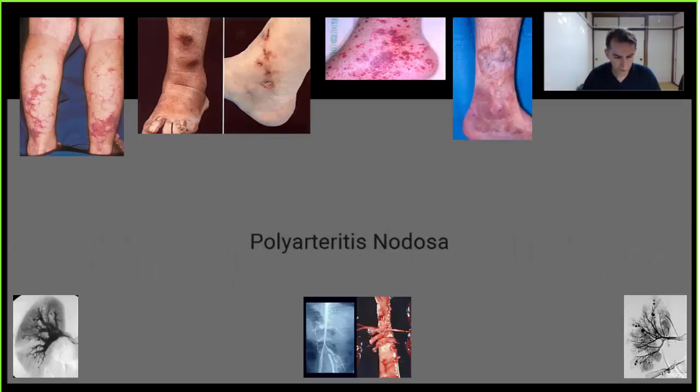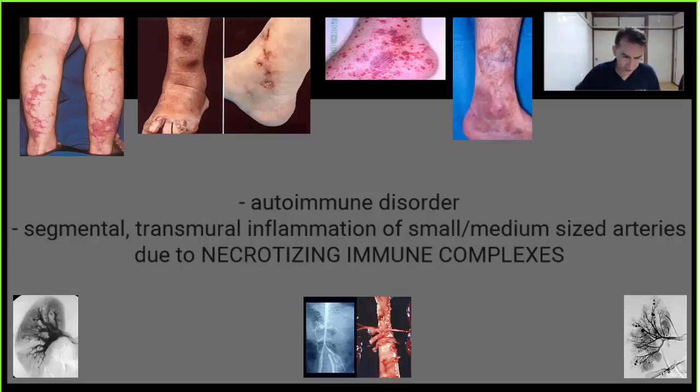Okay, so this person has polyarteritis nodosa with palpable purpura and other common symptoms such as weight loss, inflammatory markers, and evidence of vasculitis in her retina. So next we're going to ask, what is the pathophysiology of the disease? Polyarteritis nodosa is an autoimmune disorder characterized by segmental transmural inflammation of the small and medium-sized arteries due to necrotizing immune complexes. The next question we're going to ask is, what vessels are involved?